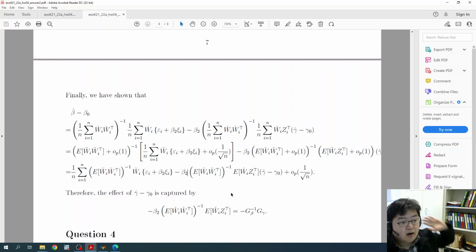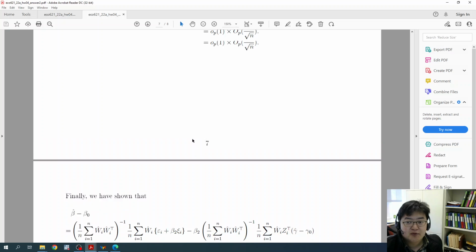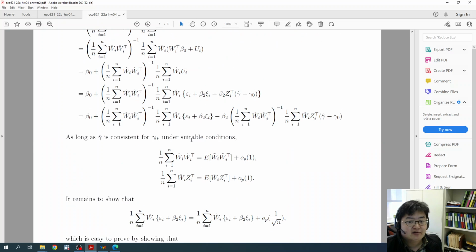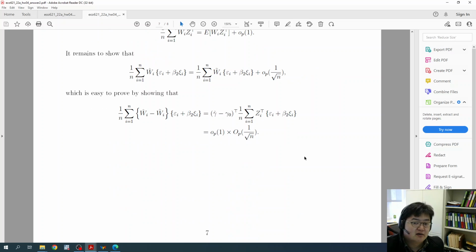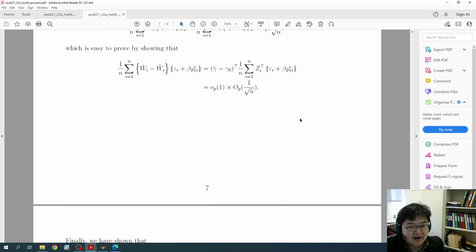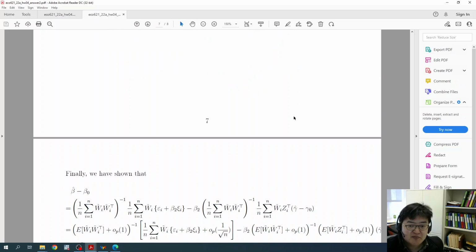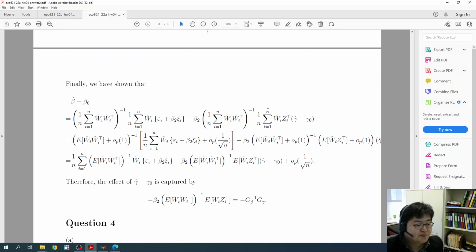I think this is a better way to explain the idea of the effect of the first stage on the second stage. I'm sorry about the dirty and pointless question, and I hope you understand it better by trying the question. Okay.